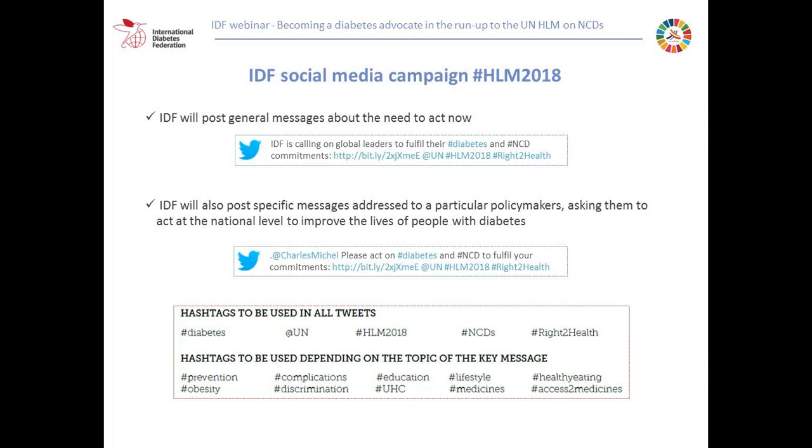So the idea is that we target key policymakers, asking them to act at the national level. So, for example, this is what we have prepared for the Prime Minister of Belgium. His name is Charles Michel, and his username in Twitter is the same. So what we do is we start with a dot, so everyone can see the tweet, and then we add the username, and then we continue with the message.